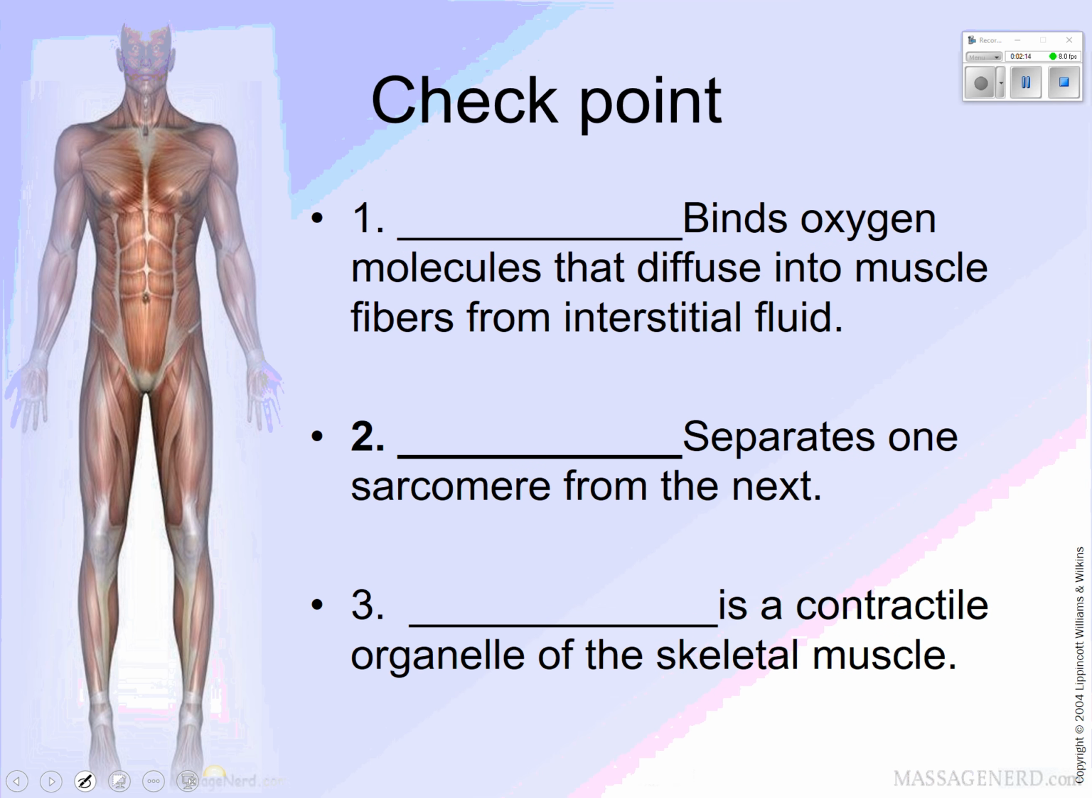Next we have your checkpoint questions. Always, when we get to the checkpoint questions, try to answer them first on your own or pause the video and answer them yourself. If you can't answer them, then just let it play and I'll give you the answers. Number one, myoglobin binds oxygen molecules that diffuse into the muscle fibers from interstitial fluid. Number two, your answer would be the Z disc, which separates one sarcomere from the next. Number three, myofibril is a contractile organelle of the skeletal muscle.